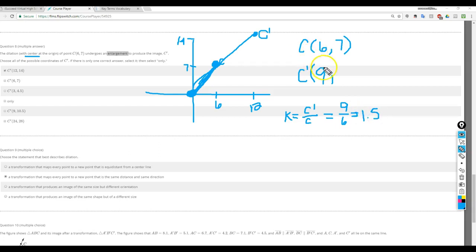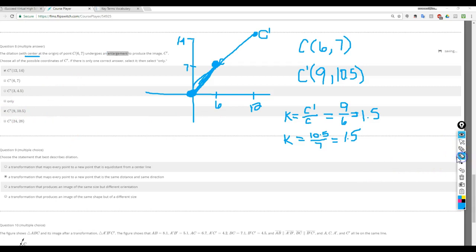So let's check our y-coordinate. The y-coordinate was 10.5. So we're going to set up our scale factor again to check and see if it's the same for our y-coordinates. So the y-coordinate for C prime is 10.5 divided by C's y-coordinate, which was 7. So what is 10.5 divided by 7? That's 1.5. Since the scale factor is the same for both the x-coordinate and the y-coordinate, we do have an enlargement.